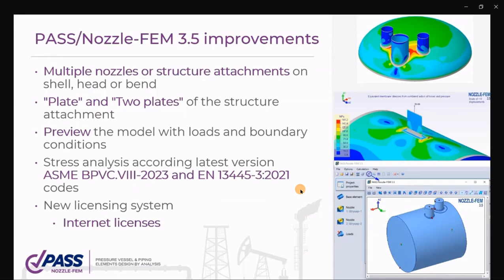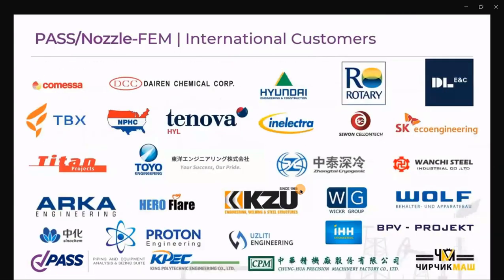There are multiple nozzles and structure attachments on shell head or bend, plate and 2 plates of the structure attachment, review of the model with loads and boundary conditions, stress analysis according to the latest versions of ASME and EN codes, and internet licenses. It's our newest licensing system. And this slide shows some users of our program.